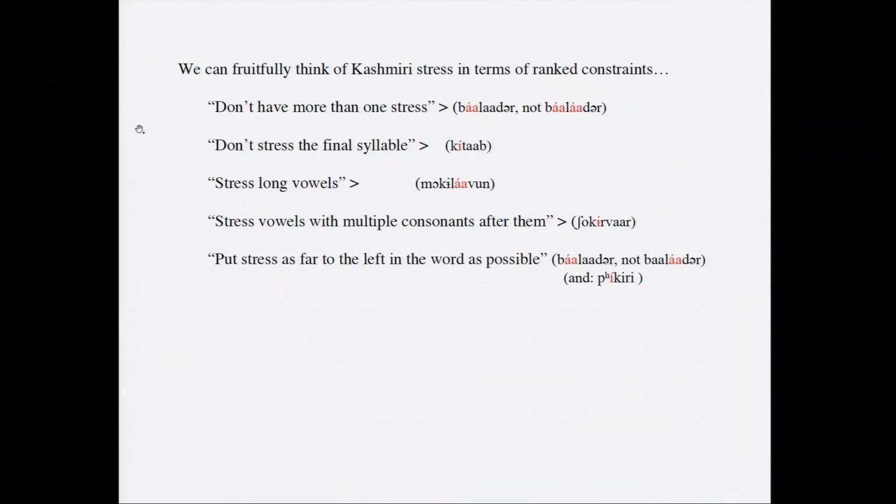That's got to be in there somewhere, and it's got to be below stress long vowels, because when you have both a vowel with multiple consonants after it and a long vowel, you stress the long vowel and not the vowel with multiple consonants after it.